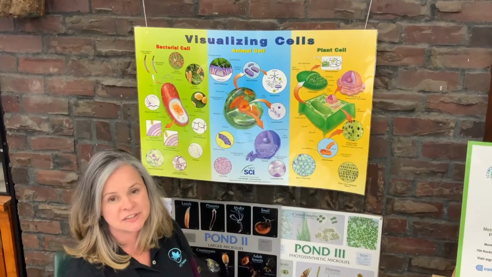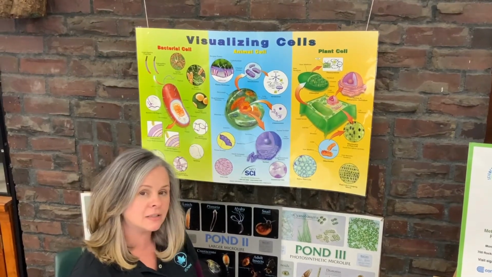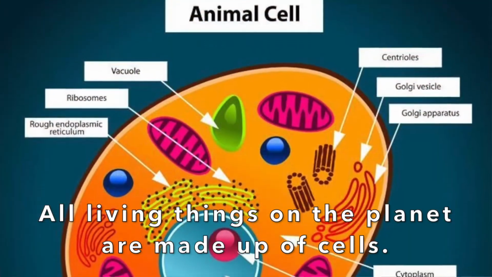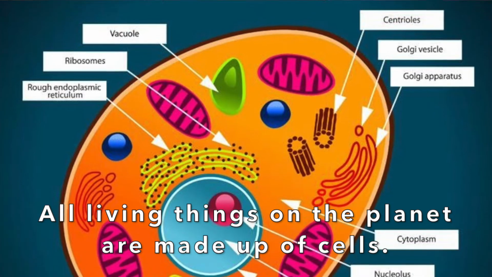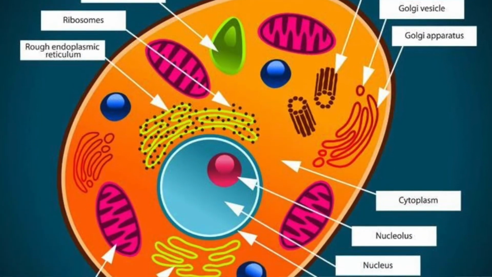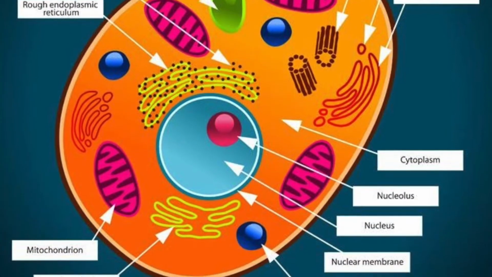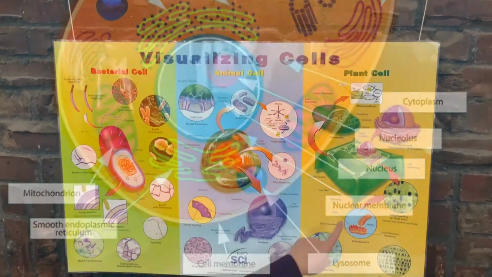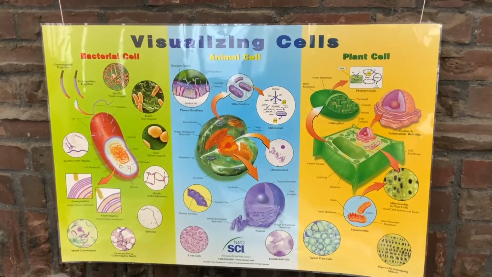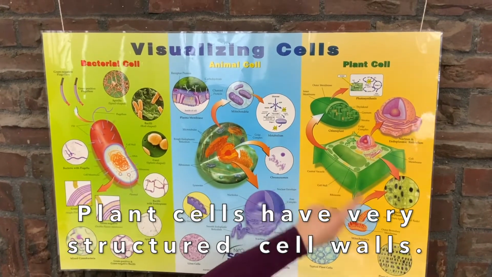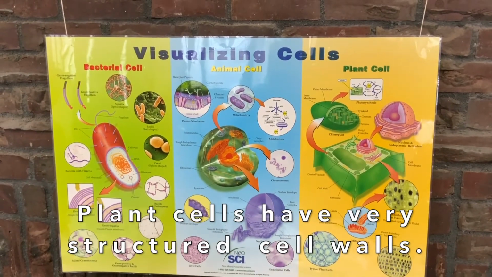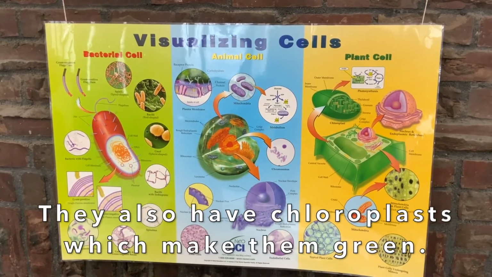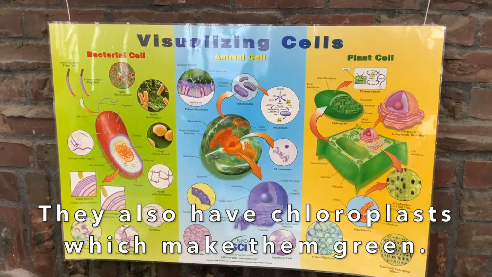For today's activity, we will be making a model of an animal cell. There are different types of cells. All living things on the planet are made up of cells, but we are made up of animal cells, which is why I chose that one for today's activity. There are also plant cells, which are a little bit different. They have a very structured cell wall, and they also have something called chloroplasts, which make them green. So we definitely don't have those inside our body.